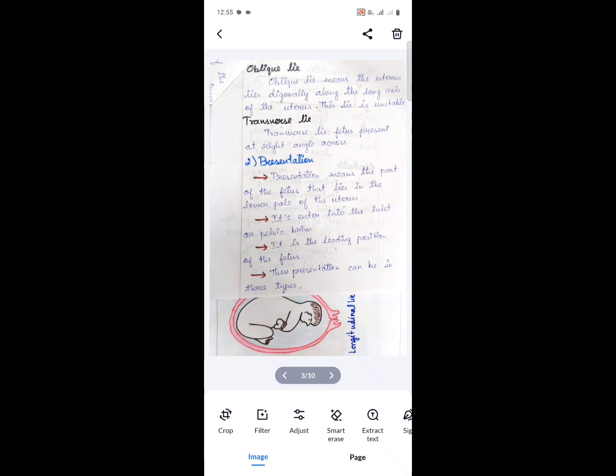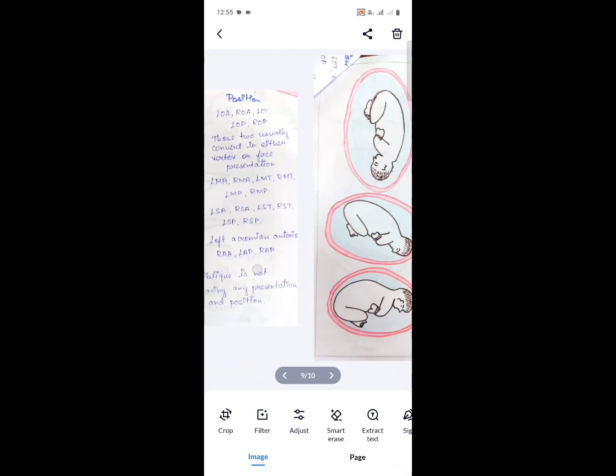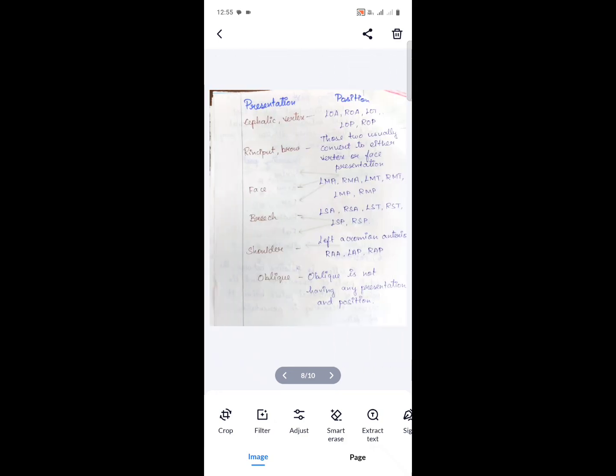Next is the transverse lie. In the transverse lie, the fetus lies at a right angle across the uterus. This last image is the transverse lie. The fetus may lie anteriorly or posteriorly. This is a transverse lie.